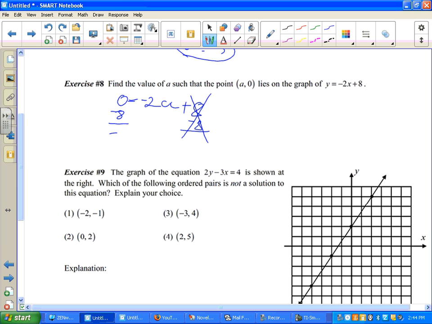You have still negative 8 equals negative 2a. Divide, and you have a equaling positive 4. And that's the answer.